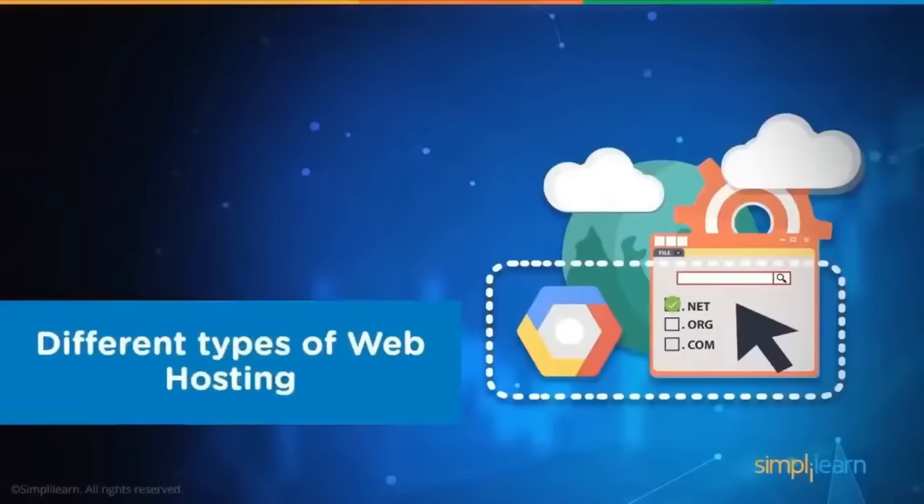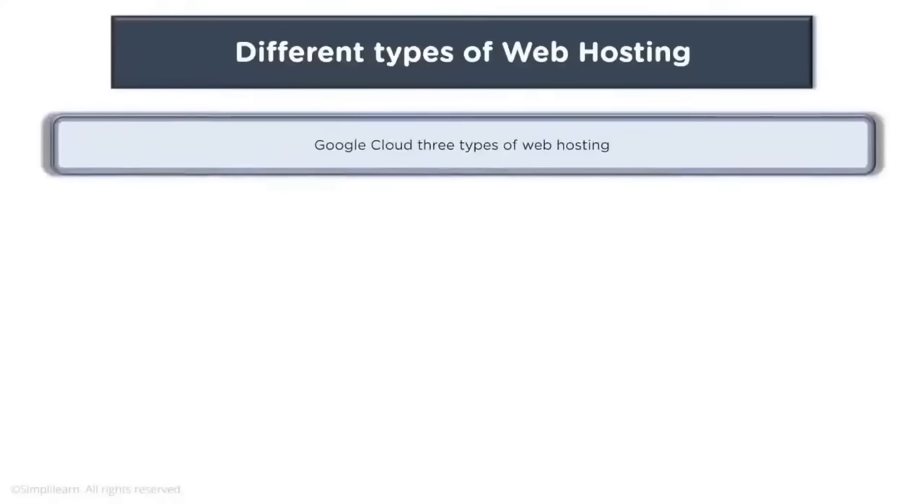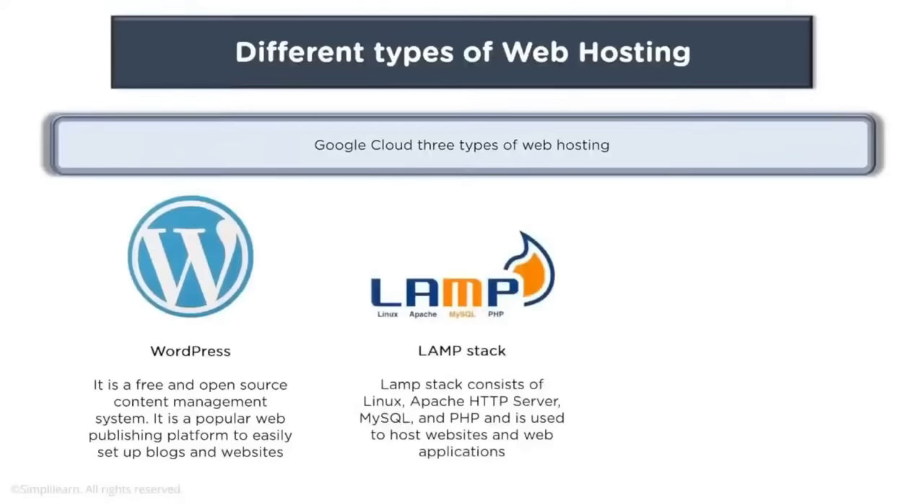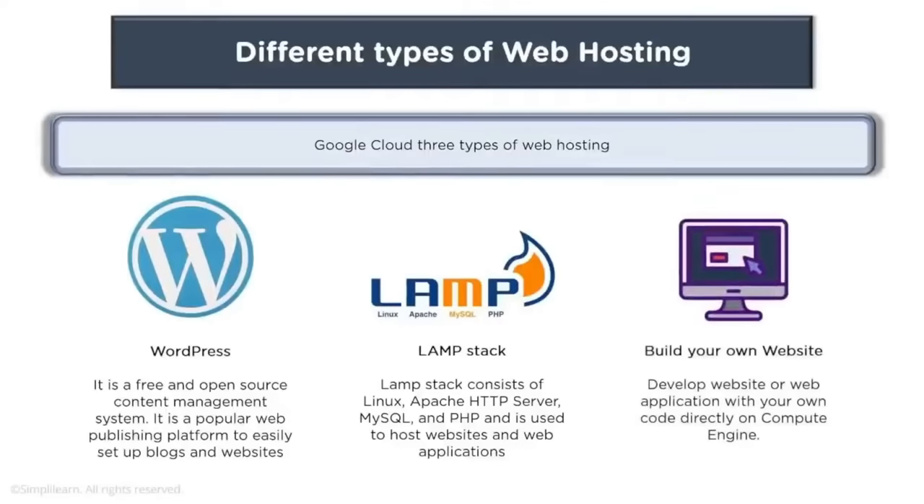Now, when you talk about different types of web hosting, Google Cloud offers three types of web hosting. You have WordPress. Now, it is a free and open source content management system. You might have used it in the past or have heard about WordPress, where a lot of websites are being created. It is a popular web publishing platform to easily set up blogs and websites, and thus used by organizations or even individual users for having their blogs or running their websites or promoting their products. You have LAMP, which stands for Linux, Apache, MySQL, and PHP. The LAMP stack consists of Linux, Apache HTTP server, MySQL, and PHP, and is used to host websites and web applications. You also have the option of building your own website. So you can develop a website or web application with your own code directly on Compute Engine.